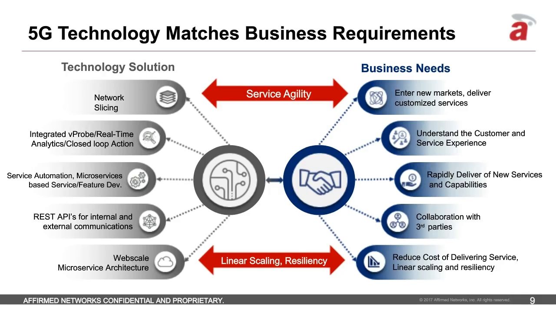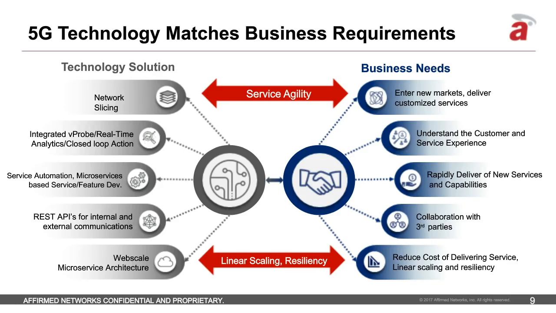Collaboration with third parties increases the innovation chain, so innovations can come from the independent software vendor like Affirmed Networks, from our customers, carriers across the world, or third parties. And how do you do that in practice? If the entire architecture is underpinned by RESTful APIs over HTTP, this allows third-party microservices to be introduced into the mix to further the innovation capability. And then lastly, reducing the cost of delivering this service: linear scaling, resiliency. So here we get to a web-scale microservices-based architecture.